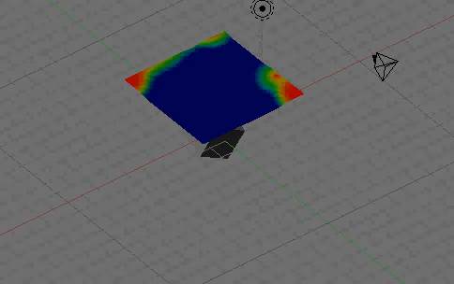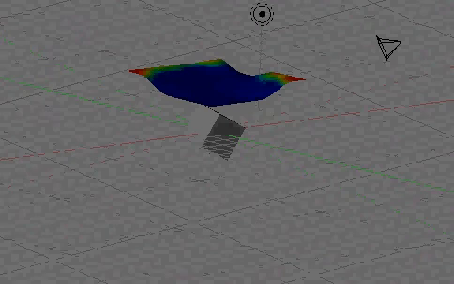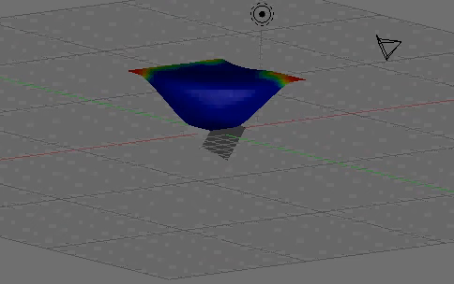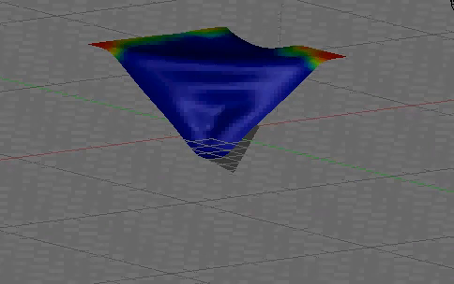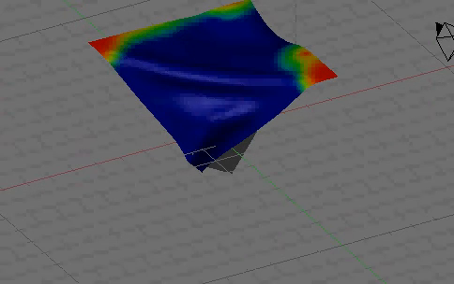What you should be seeing is the cloth being very affected by the gravity in the blue area, and in the red, in the steady gradient to the red and green, it shouldn't be affected at all. That's quite cool. I really quite like that. So that's basically the cloth modifier.